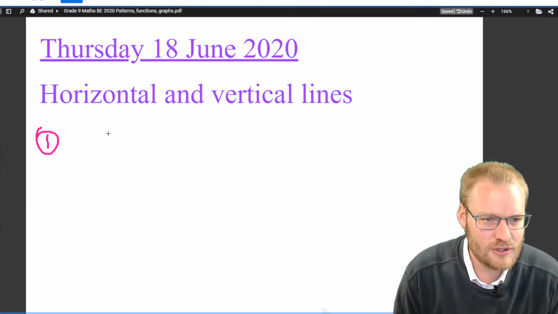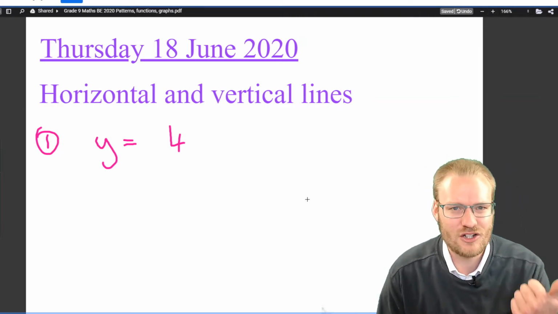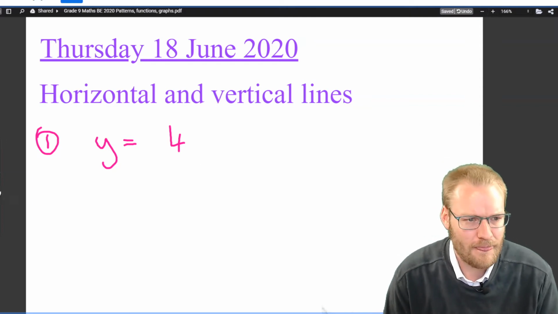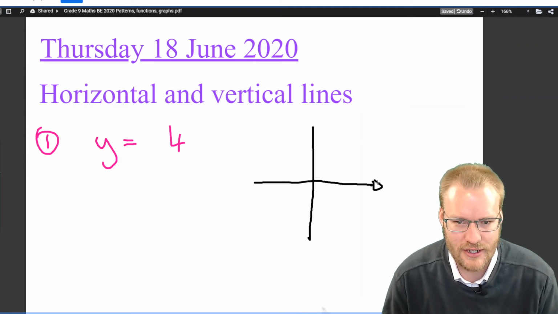Our first example we started with was to say, what is the graph of y equals 4? What does it look like? How do we sketch it? What's its gradient? What's its y-intercept? Let's start by sketching it. And from there, we can look at a few things.